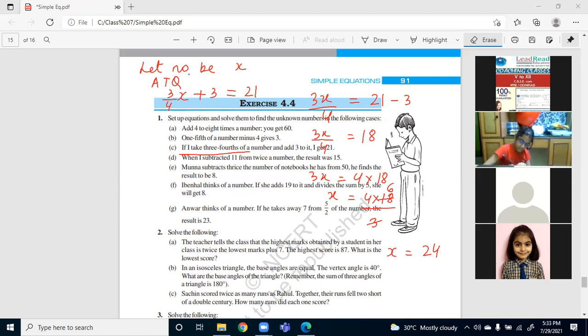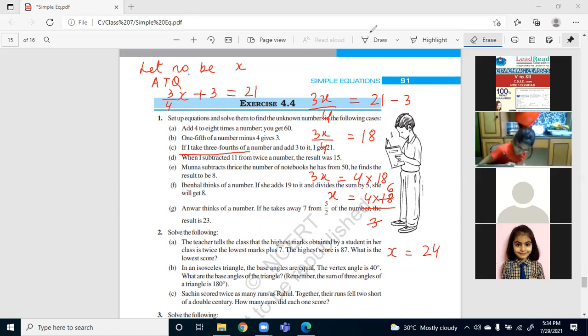So those who have completed C, they can try D part. Rakshita, written? Ma'am, I'm writing the C part. Excuse me, ma'am. Yes. Ma'am, can I see the answer of D1, ma'am?